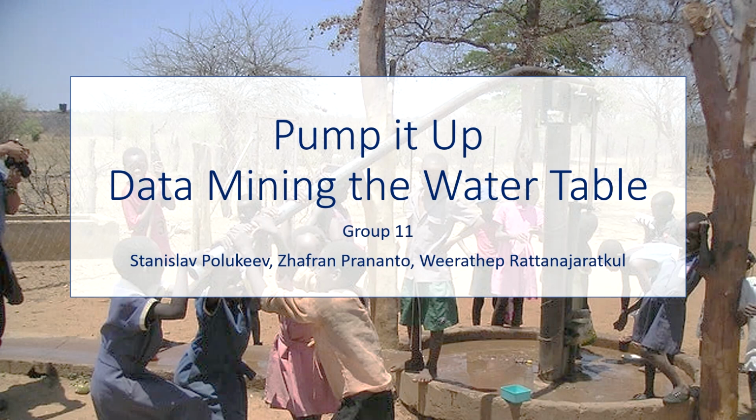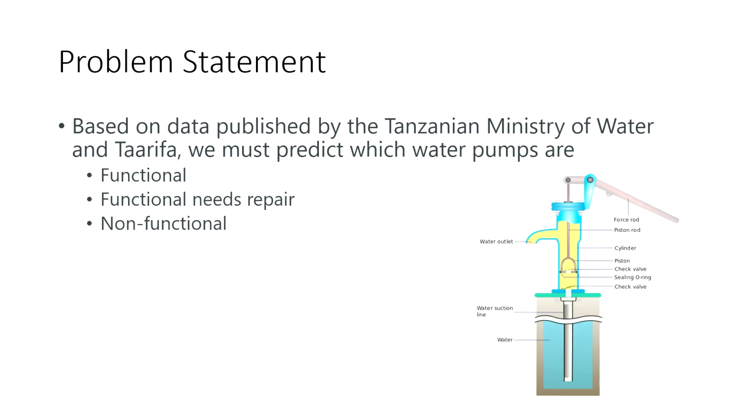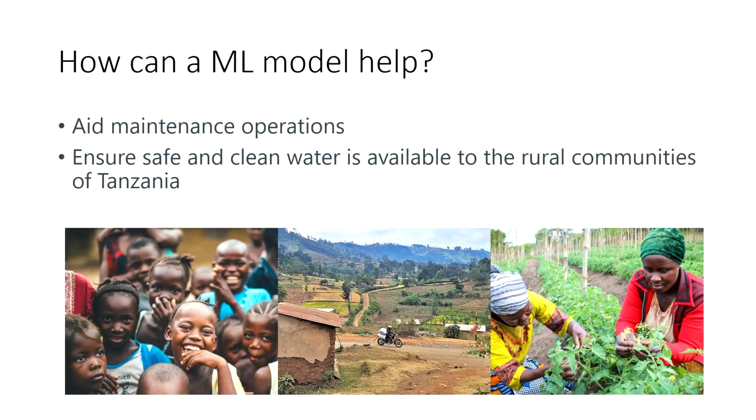Today we present our project for the Introduction to Data Science course, called the Pump It Up Project. The goal of this project is to predict the condition of water pumps, whether they are functional, need repairs, or non-functional. The dataset was provided by the Tanzania Ministry of Water and Taarifa. By using machine learning, we can help plan maintenance more efficiently, identify pumps that need repair early, and ensure clean water for rural communities in Tanzania.